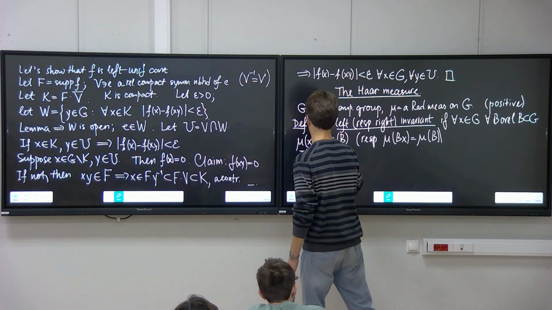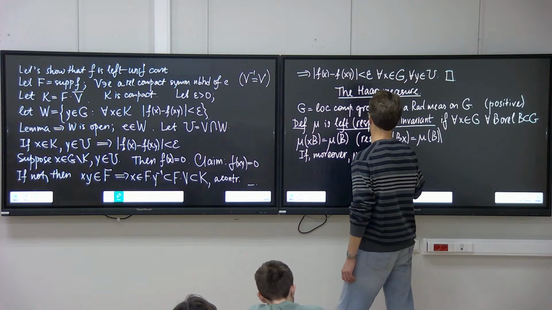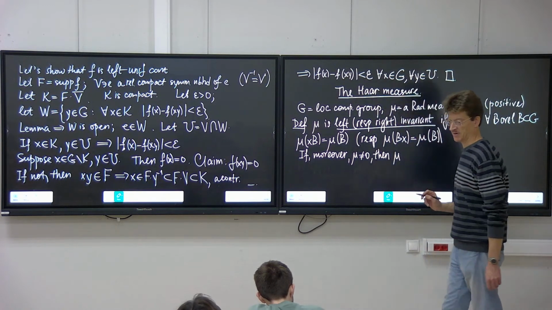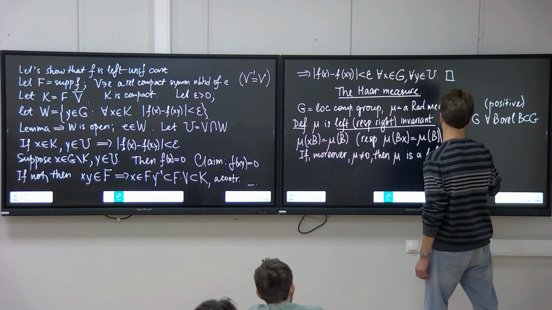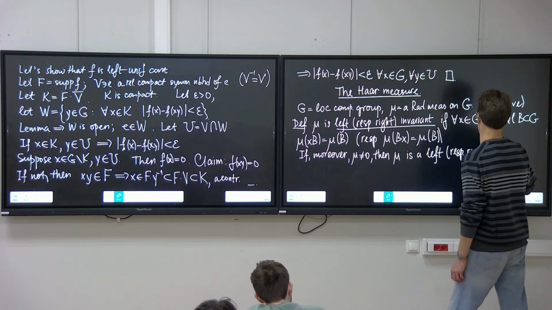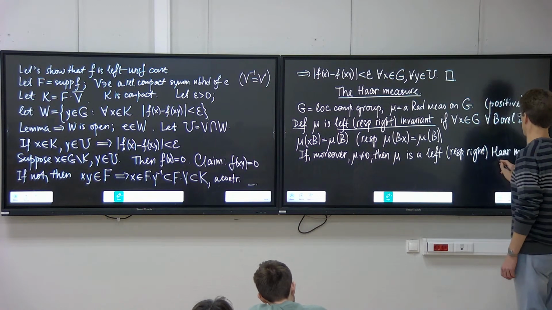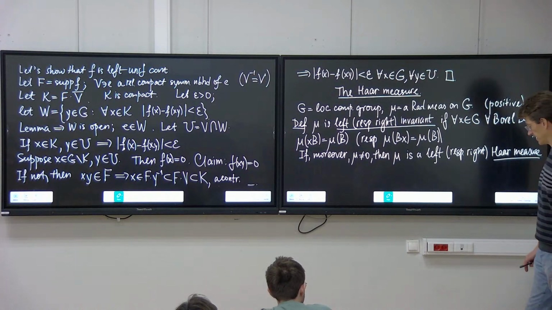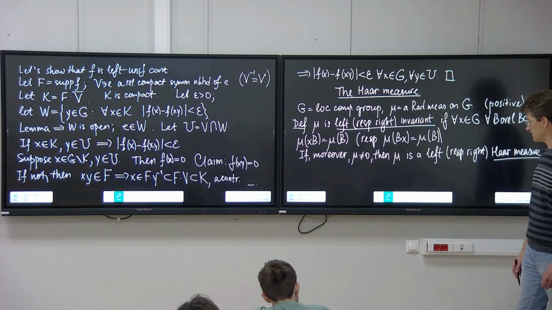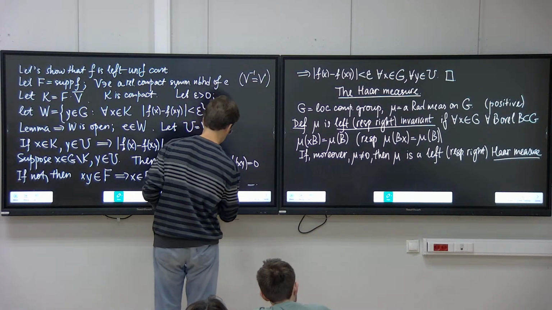And in this case, if moreover mu is non-zero, then we say that mu is a left, respectively right, Haar measure on G. Such a measure is named after Alfred Haar, who was a PhD student of Hilbert, and he proved the existence of such a measure in an important special case.